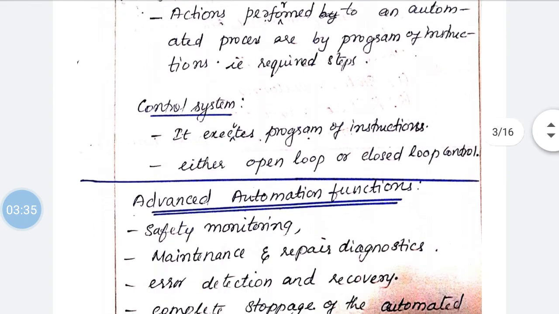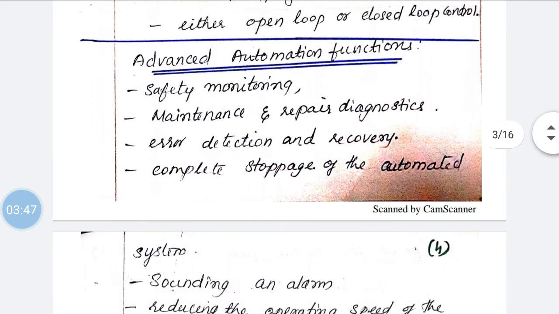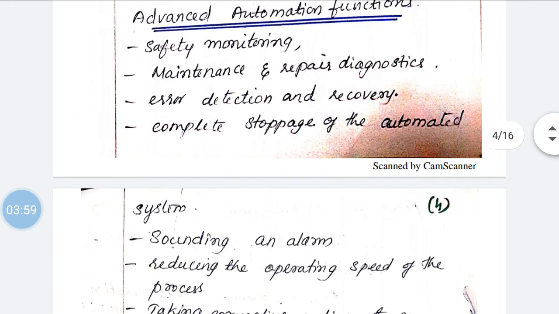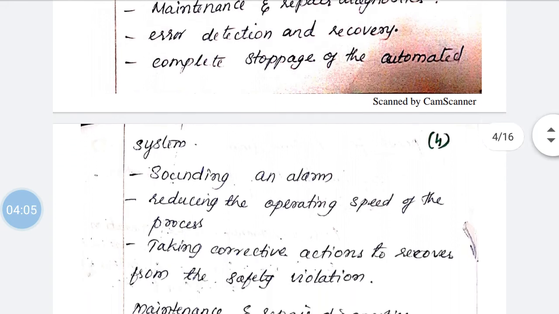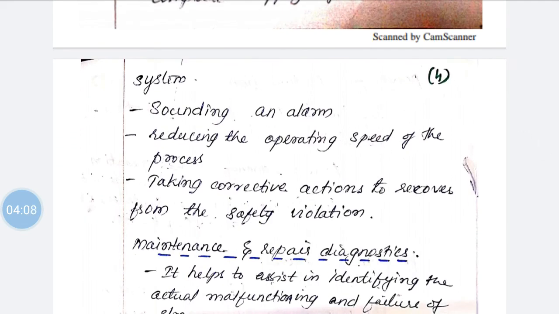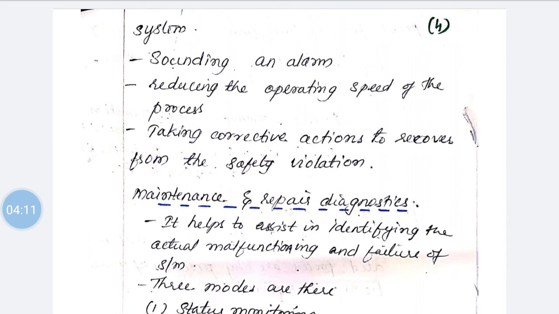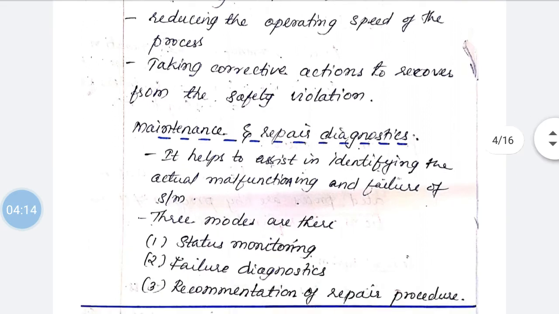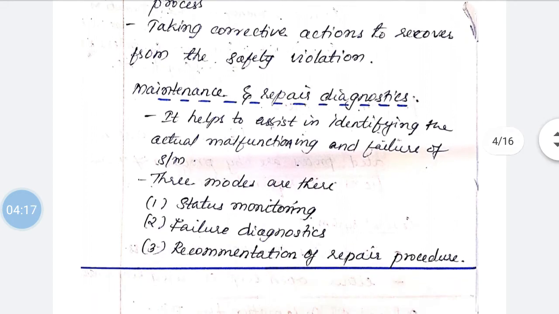Next is the control system, which controls the actuator input by using the program of instructions. It is either an open loop or a closed loop control. Next is advanced automation functions. There are some functions for automation in industry or other applications. They are safety monitoring, maintenance and repair diagnostics, error detection and recovery, complete stoppage of the automated system, sounding an alarm, reducing the operating speed of the process, and taking corrective actions to recover from the safety violation.